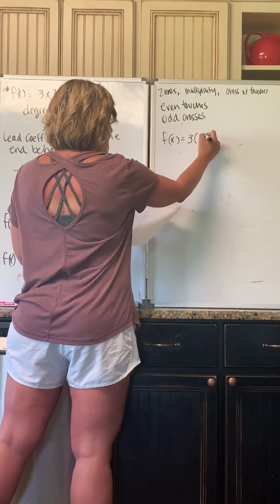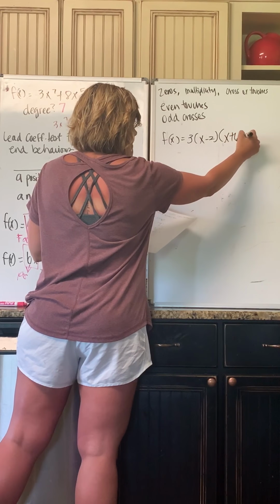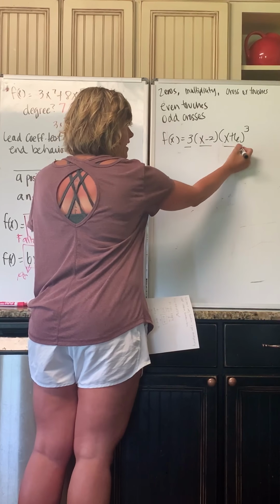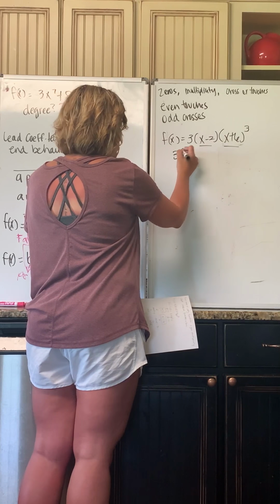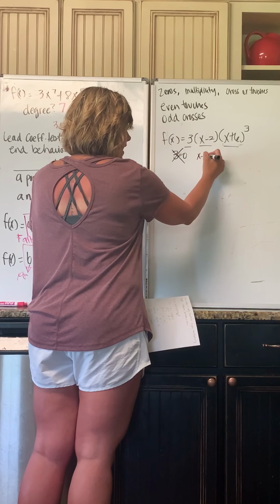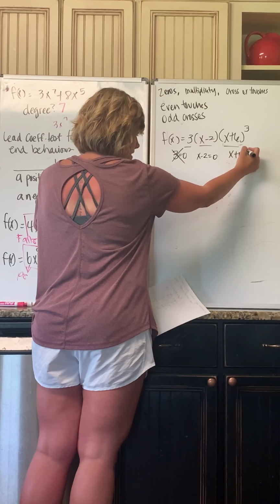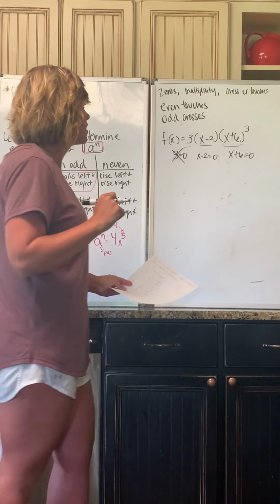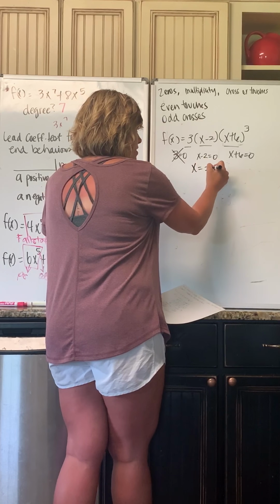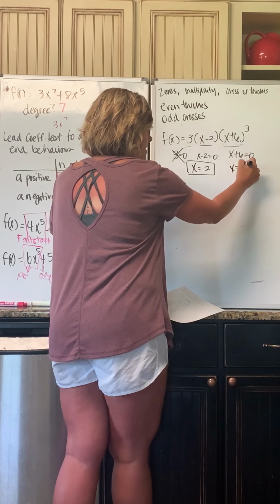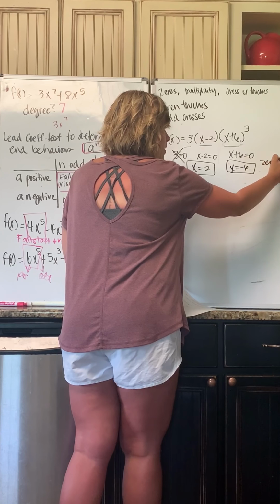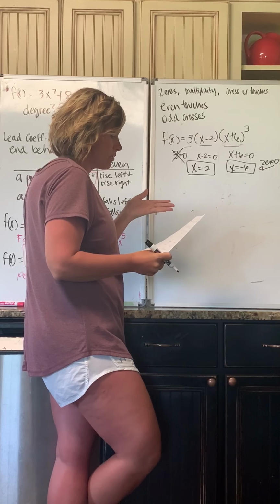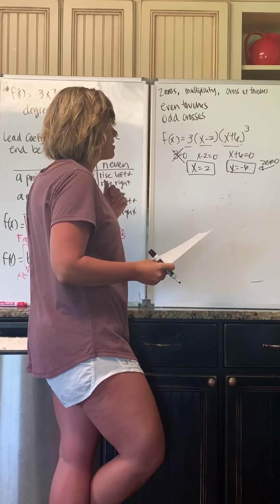f of x equals 3 times x minus 2 times x plus 6 cubed. Now, the zeros of this function split this into 3 problems. 3 equals 0, which isn't correct, so it just goes away. x minus 2 equals 0, and x plus 6 equals 0. You don't pay attention to those exponents while you're just finding your zeros, okay? So x equals 2 is a possible 0, and x equals negative 6. These are your possible zeros, okay? So when you type this in, you would say 2, comma, negative 6 for your possible zeros.